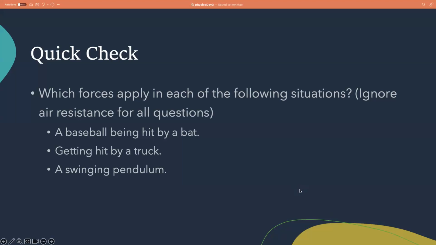Did you have any actual answers for number one? Because it's not that there's no forces there. And gravity definitely is not the only force in number three. There is no spring force in number three. There's no spring anywhere in the situation.